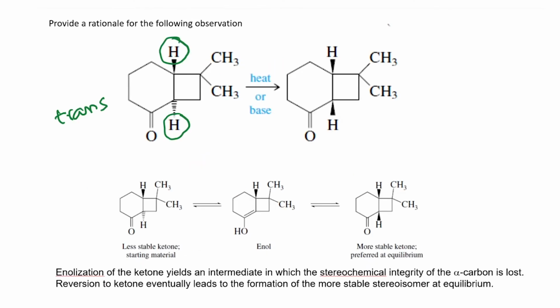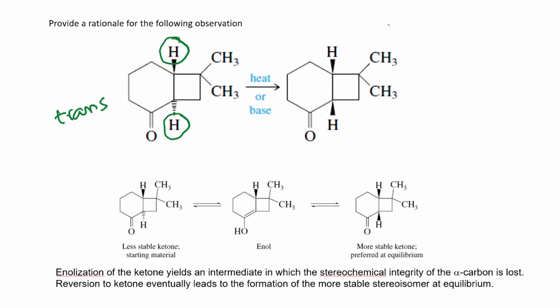The next question is to provide a rationale for the following observations. When you take this bicyclic system and either heat it or add a base, you get the other product, which is the cis product. The first thing to note here is that this is actually a trans ring fusion, and trans ring fusions are very unstable. Therefore, they don't need a whole lot of impetus to form the cis ring fusion.